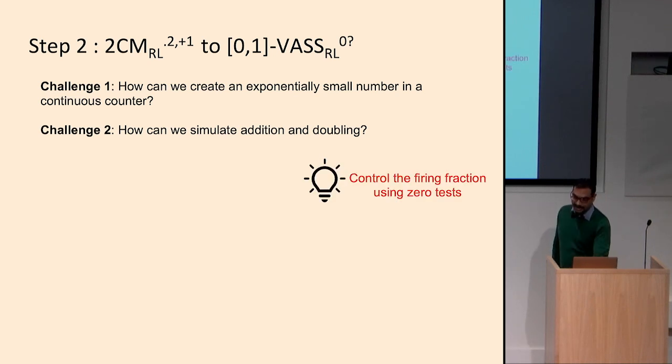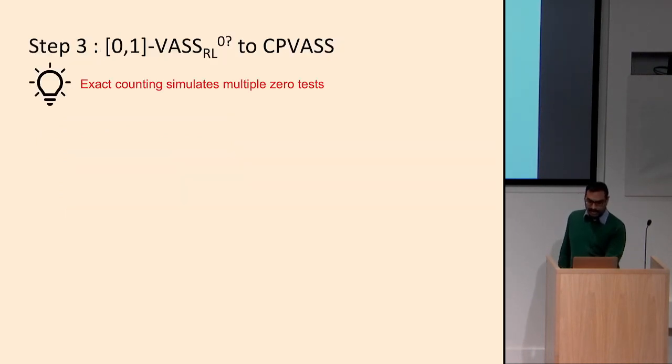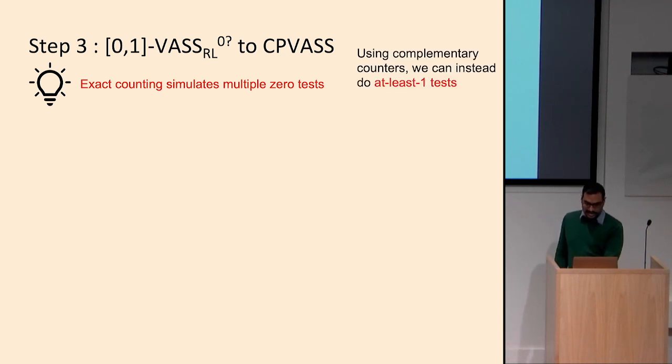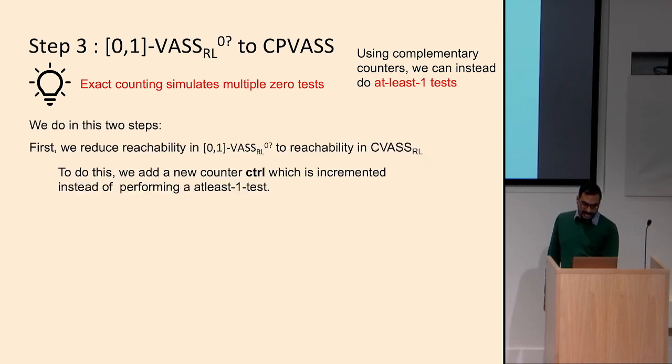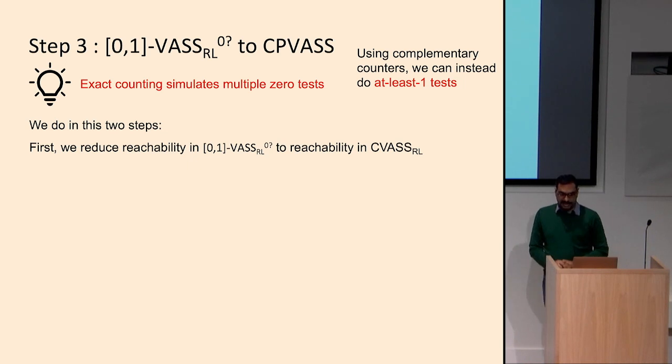So roughly speaking, the main idea is that using the 0 tests, you can control the firing fraction. So this fraction, you can force it to be 1 by using 0 tests. And then the second part of it, which is moving over from this restricted sort of 0, 1 fractions to PVASS, uses this idea of exact counting in order to simulate multiple 0 tests. So in particular, the crucial thing here is that we can in fact show hardness for just the PVASS model with a run length bound which is in binary. So all we do with the stack is just count, that's it.